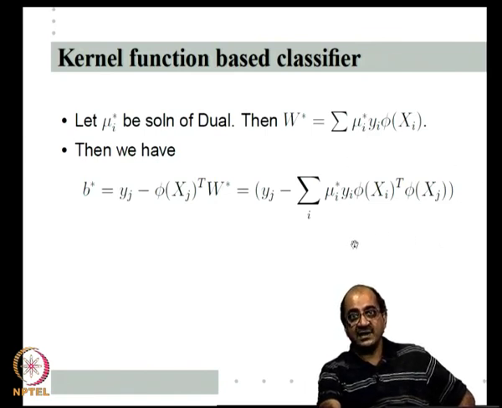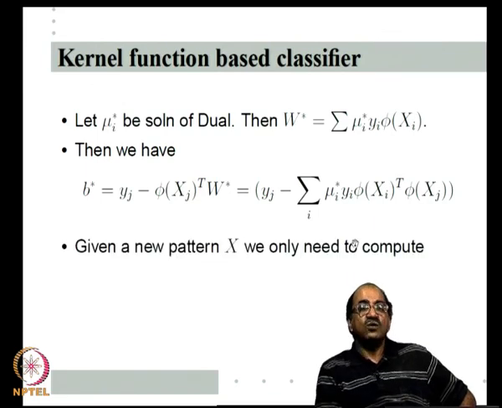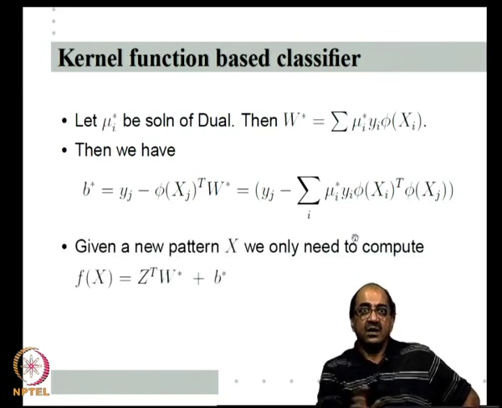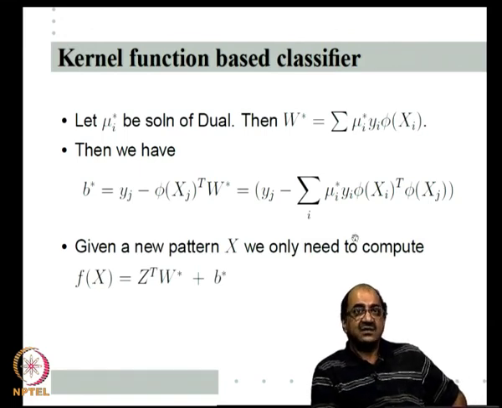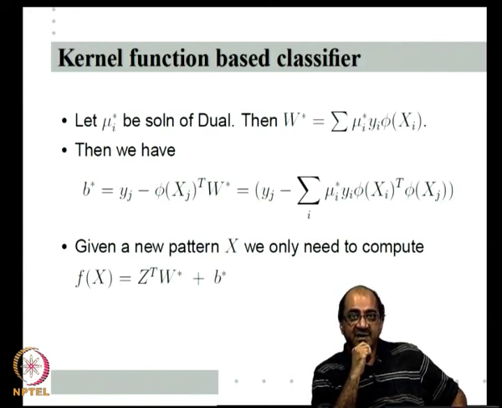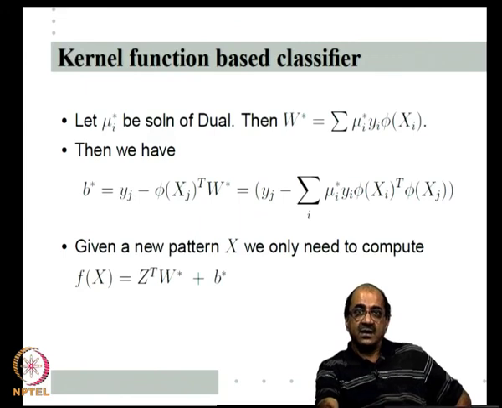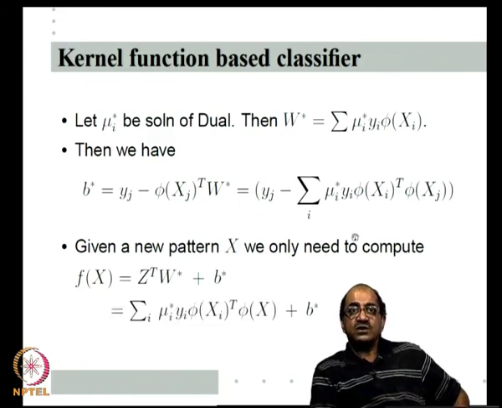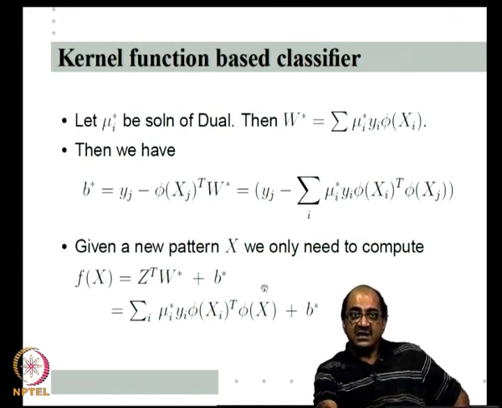Of course, B star is not the only thing I need; I need much more than B star. Given a new pattern, what do I have to compute? I have to compute f(x). Ultimately, my classification depends on the sign of this f(x). What is this f(x)? Z transpose W star plus B star, and what is Z? Phi(x). So, phi(x) transpose W star plus B star is what I have to calculate and find its sign. W star I write as W star transpose phi(x), where W star is the summation over i of mu_i star y_i phi(xi). So, this is the summation over i of mu_i star y_i phi(xi) transpose Z, which is phi(x), plus B star. Now, I know how to write B star.